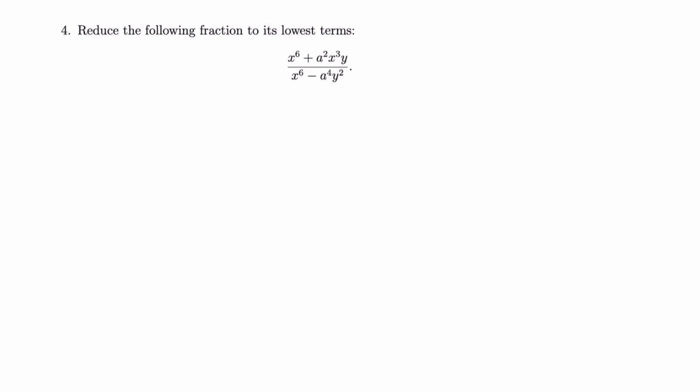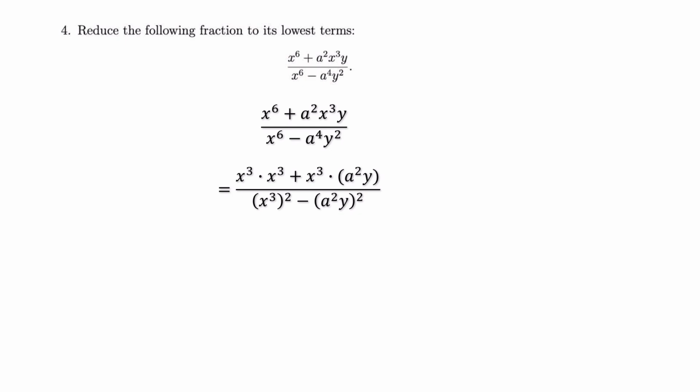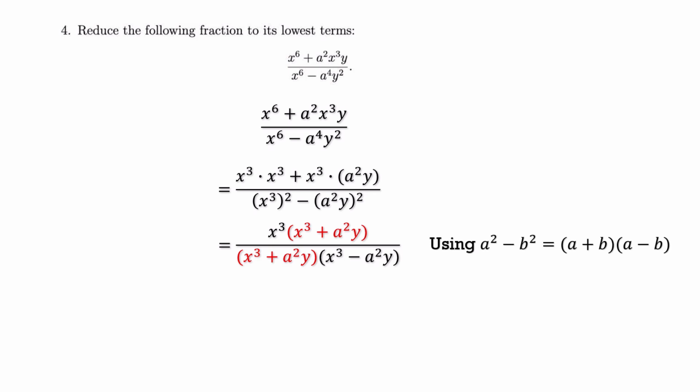Question 4 is a bit tricky since it is not obvious at first sight how to reduce it. But notice in the numerator both the terms have an x cubed, and in the denominator both the terms are perfect squares. We use that to our advantage. Apply the formula for a squared minus b squared in the denominator, and in the numerator take x cubed common. The red terms cancel off, leaving us with the desired simplified form. This required understanding of algebraic identities.